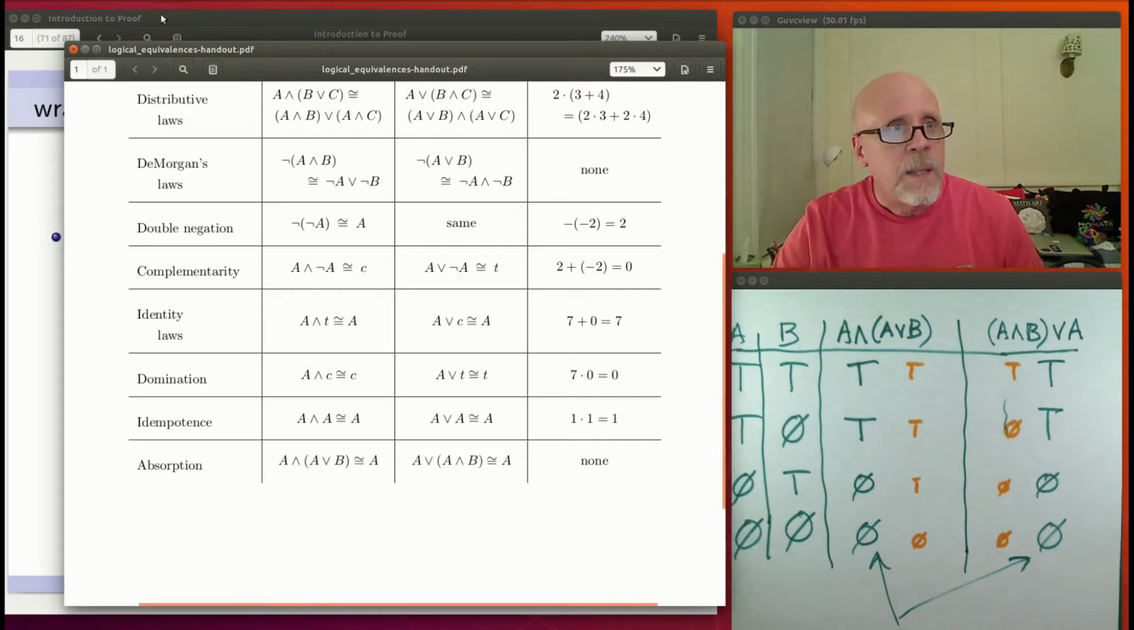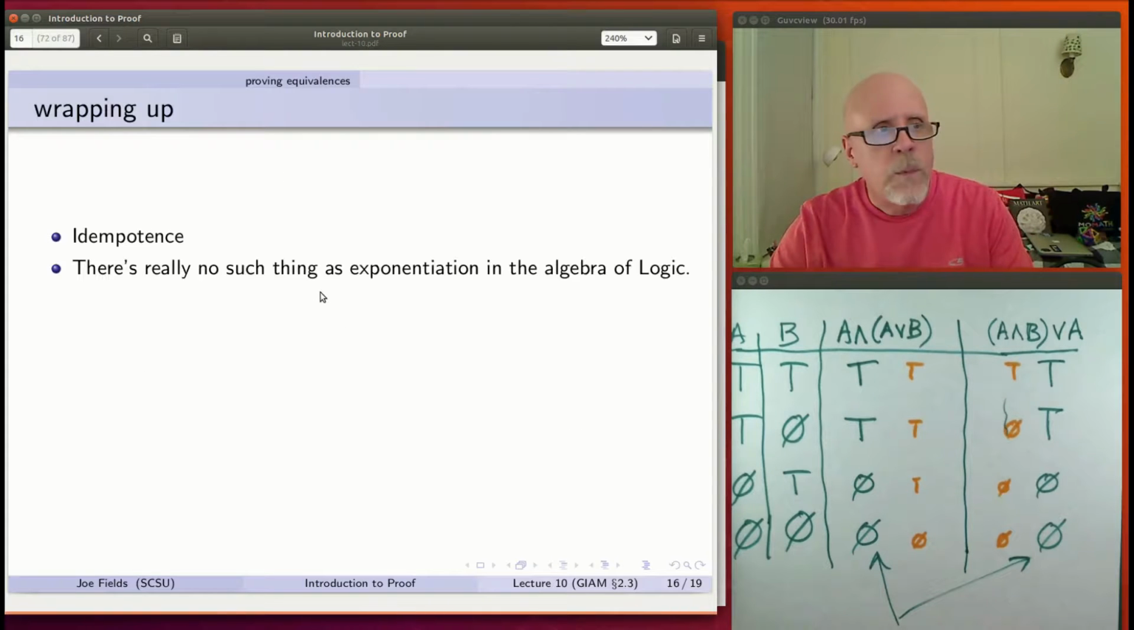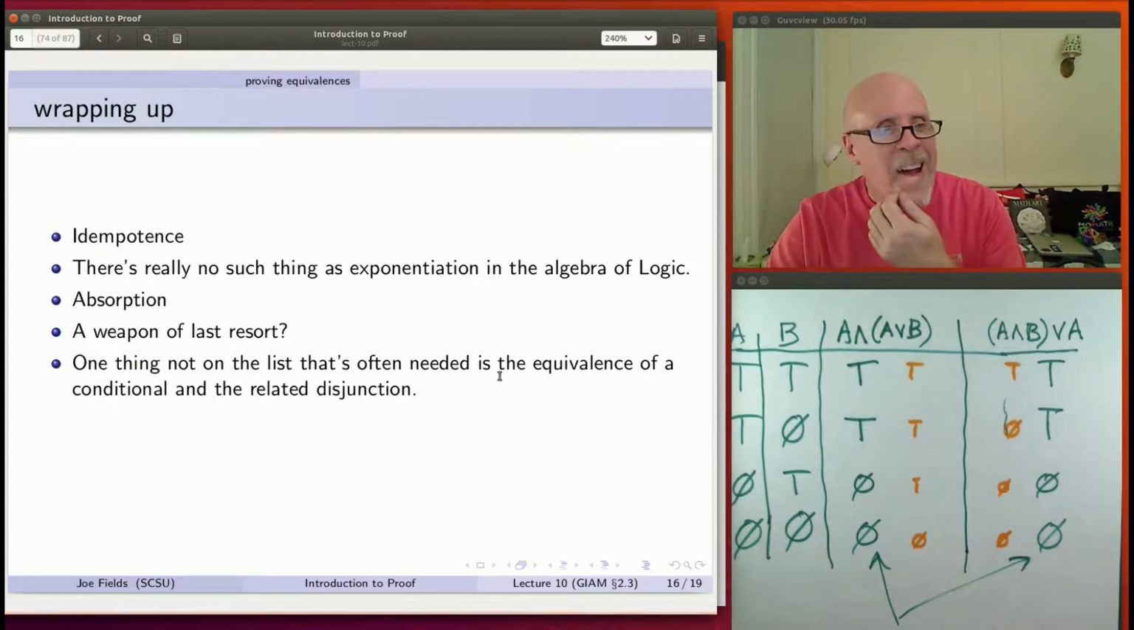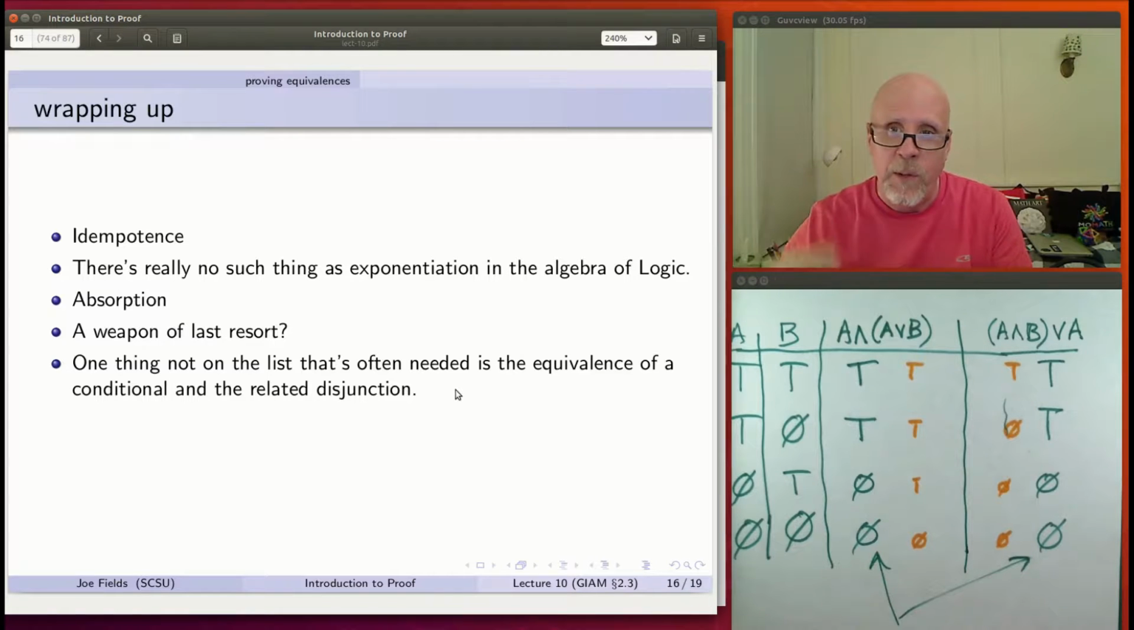Finally, on the slides, there's one other thing, which is, oh, I forgot to advance the slides here. There's really no such thing as exponentiation in the algebra of logic. I said that to you because as soon as you get to the square, you're back to the first power. Try the cube, back to the first power again. We did absorption. I call absorption a weapon of last resort. That's probably not true. There are occasions when you go, oh, this is perfect. I just see absorption staring at me, and I can simplify something a lot in one fell swoop.